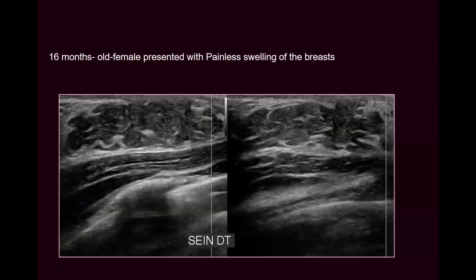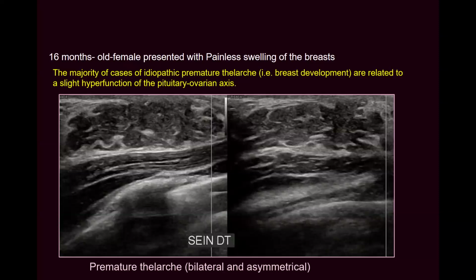This is a 16-month-old female presented with painless swelling of both breasts. What do you think here? 16 months. So this is very large. This is almost Tanner 4, and in a 16-month-old, huh? Premature thelarche. This is premature thelarche, and we have to consider it as an abnormality, you see?